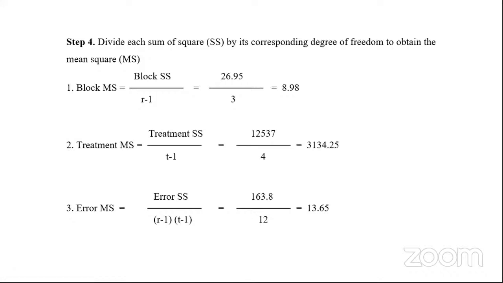The fourth step is dividing each sum square by its corresponding degree of freedom to obtain the mean square value. The mean square value for the block is block sum square divided by degree of freedom of your replicate. Similarly, you can obtain the treatment mean square and error mean square. So you are calculating mean square values by dividing the sum square by the degree of freedom.